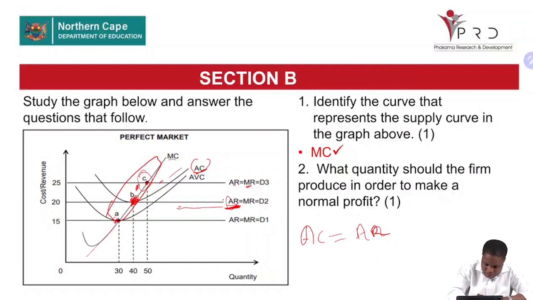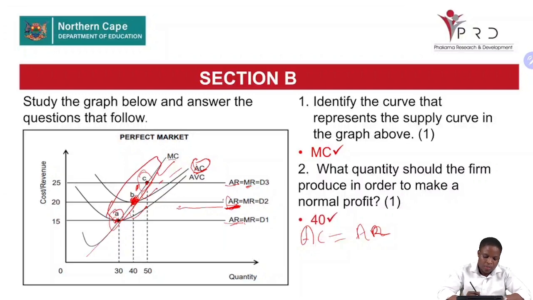But this one at B, what is happening? AC is below, AC is here, and then AR is there. So it is an economic profit. But here AC is above AR, so it is a loss, right? So in this graph, we can see economic profit, we can see B, normal profit, we can see economic loss.